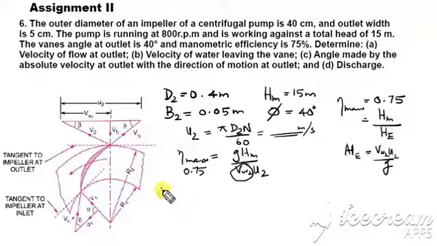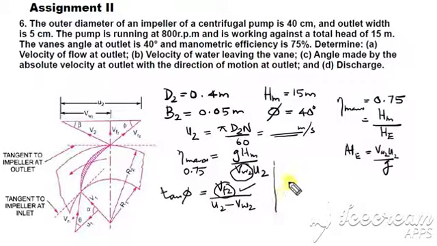So VW2 is now available, and once VW2 is available, from the outlet velocity triangle, find an expression for tan phi. So tan phi is the opposite side VF2 by the adjacent side, which is U2 minus VW2. So from this obviously you can get VF2, because phi is 40 degrees, U2 is known, VW2 is known, you get VF2. So from this, the velocity of water leaving the vane you can easily find out, and one answer we have found already, that is the velocity of flow at outlet. Velocity of flow at outlet you will get from this.